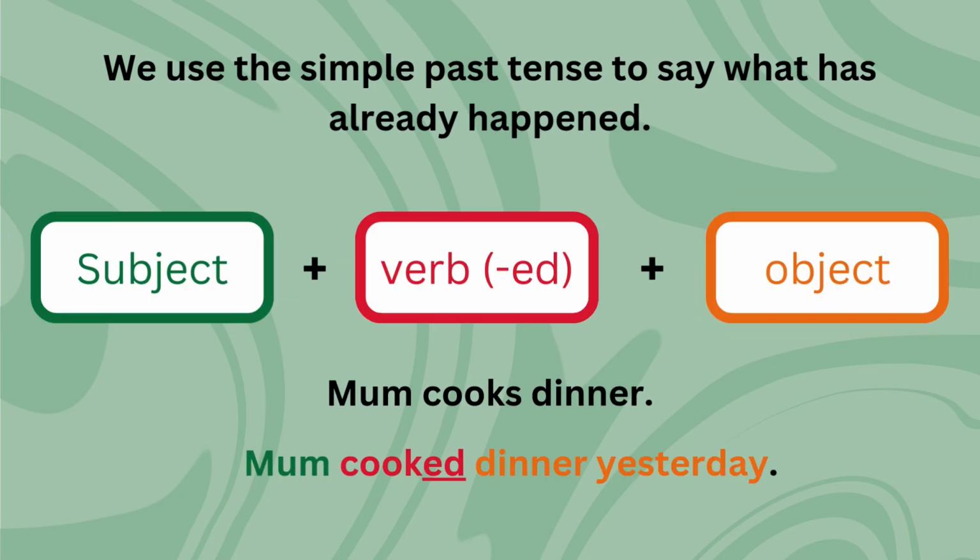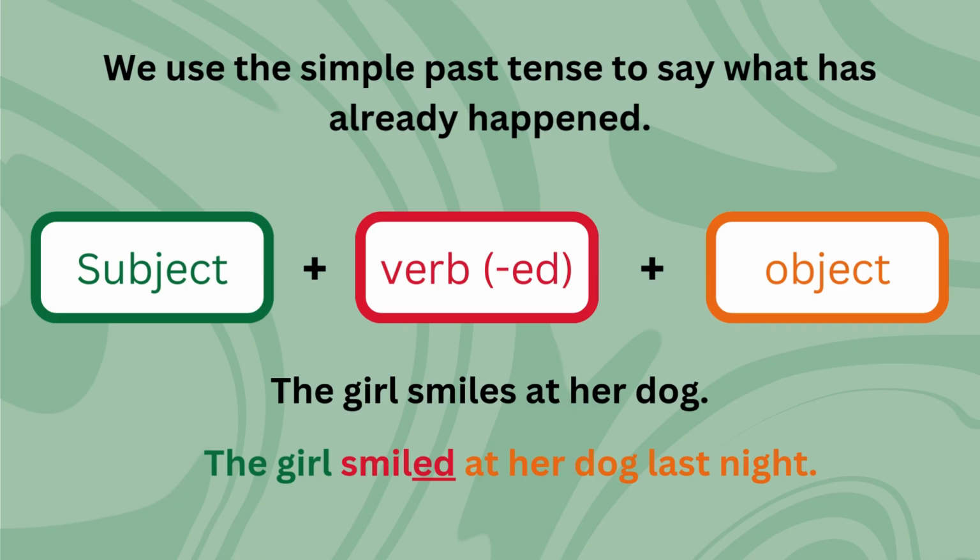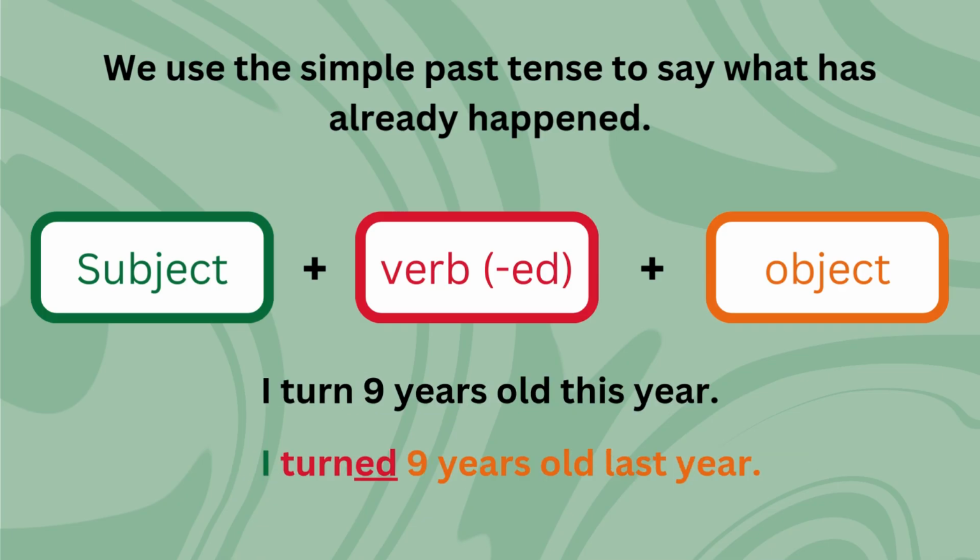For example, Mum cooks dinner, if it happened in the past, would be Mum cooked dinner yesterday. The girl smiles at her dog becomes the girl smiled at her dog last night. I turn 9 years old this year becomes I turned 9 years old last year.